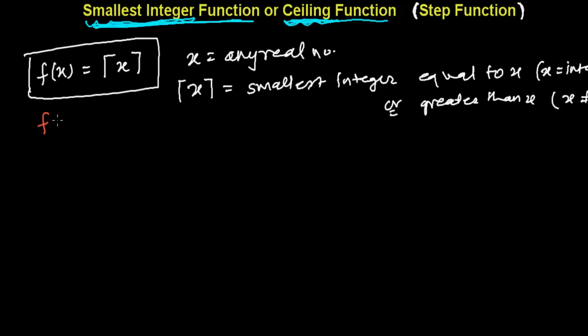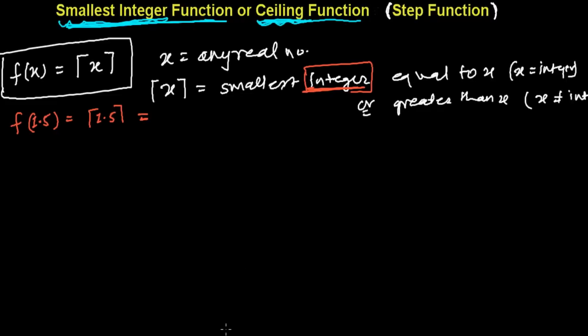Let me insert a number, let's say 1.5, into the ceiling function. So the ceiling function of 1.5. As I told you, this represents the smallest integer. The answer will be equal to x if x is an integer, but here 1.5 is not an integer, so we have to go for the second line, that is, the integer just greater than x. And what is the integer that is greater than x?